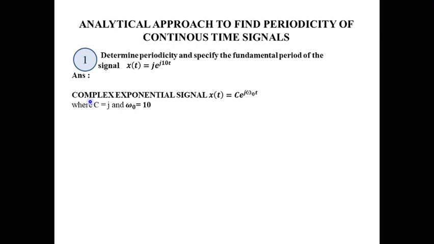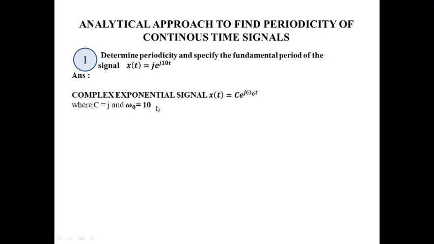So what is the general form? Complex exponential signal x of t is of the general form c e power j omega naught into t, right? So c is going to be a number which can either be complex or real, right? Omega naught is nothing but the fundamental frequency, right? So here c equal to j, and now you compare this equation with the signal given in the problem. When you compare these two, it is very much evident that the value of c is equal to j, and the value of omega naught is equal to 10, right?